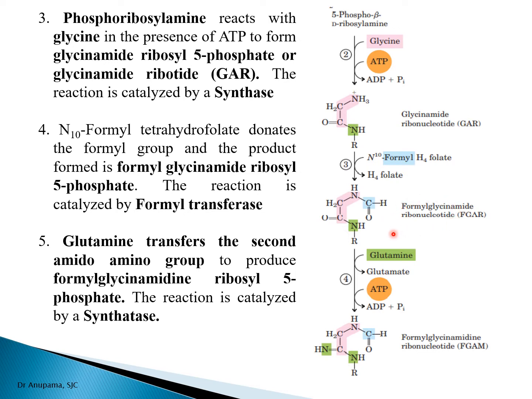The next step is the transfer of again an amino group from glutamine. Glutamine transfers the second amino group to produce formyl glycinamidine ribosyl 5-phosphate. Here again ATP is required for this reaction.